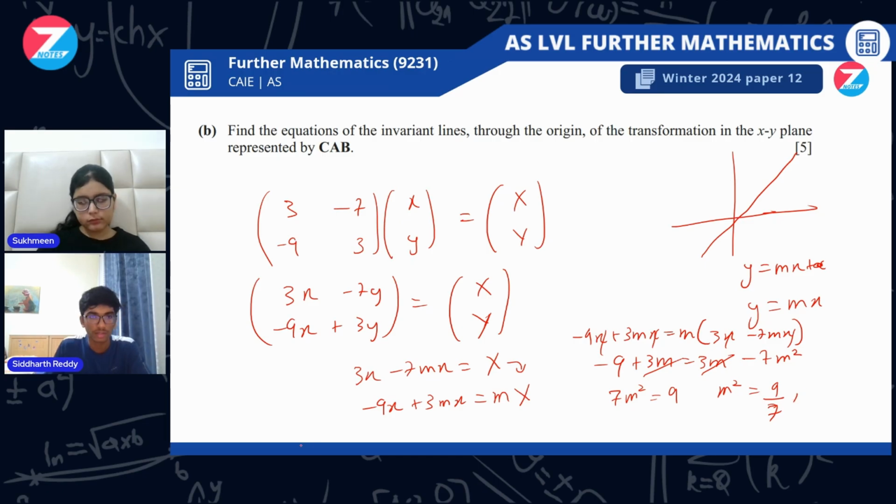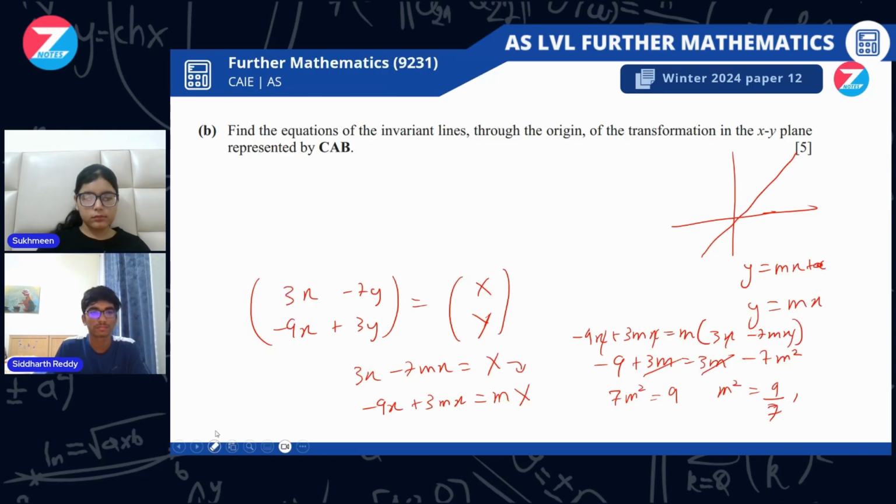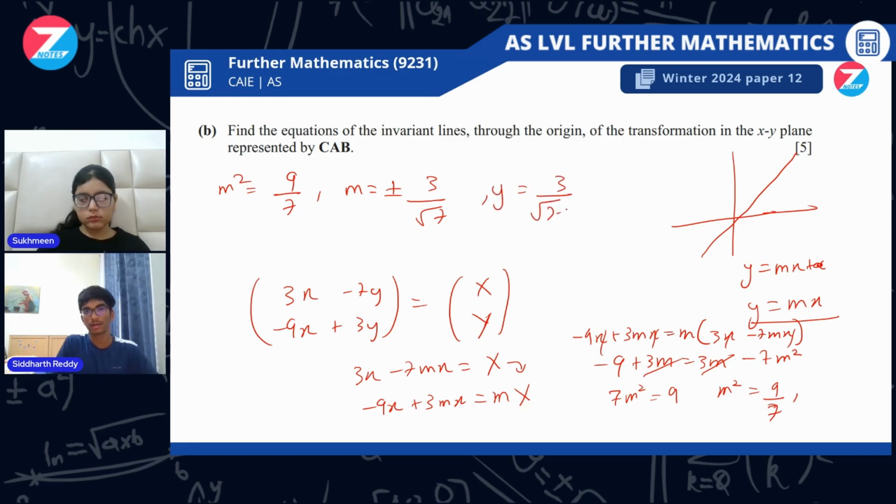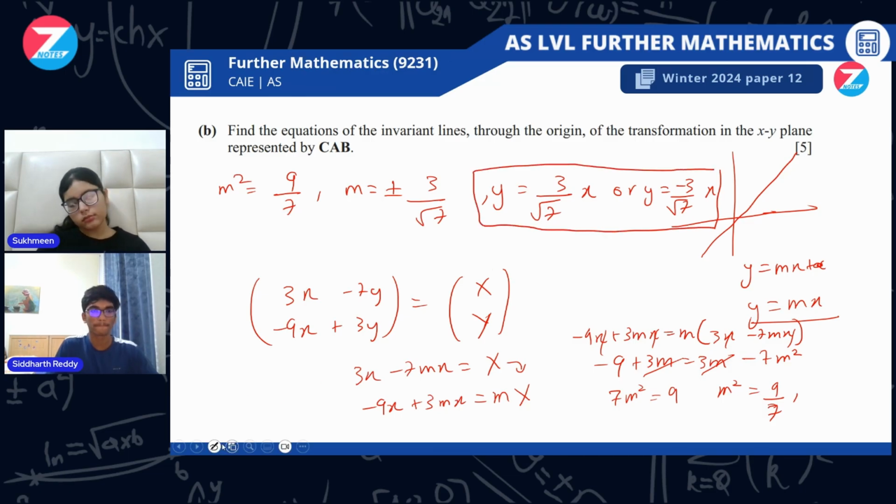So let me create some space. So m squared is equal to 9 by 7 and m is equal to plus or minus 3 by root 7. So substituting back into y is equal to mx, we get y is equal to 3 by root 7 x, or y is equal to minus 3 by root 7 x.